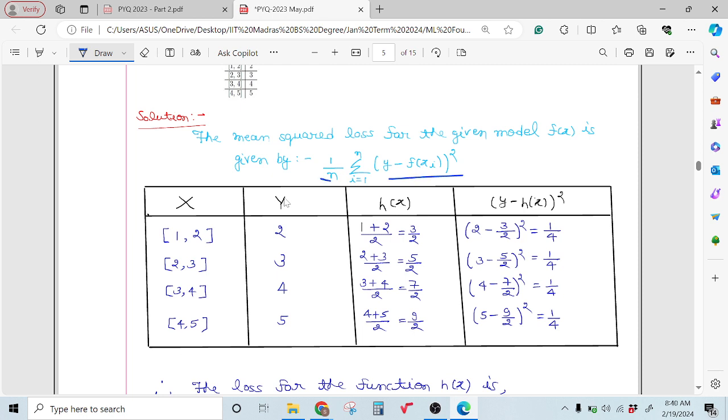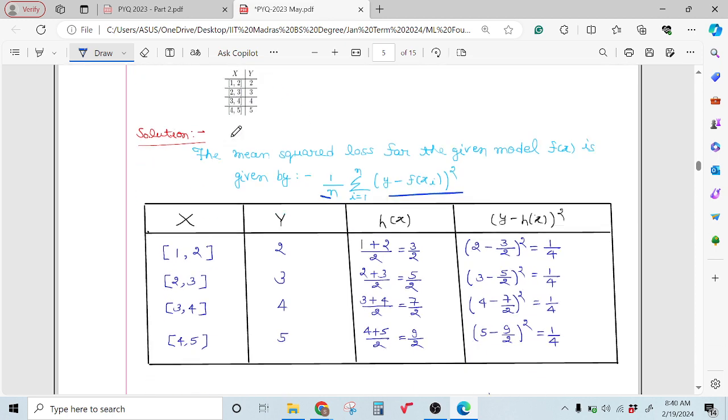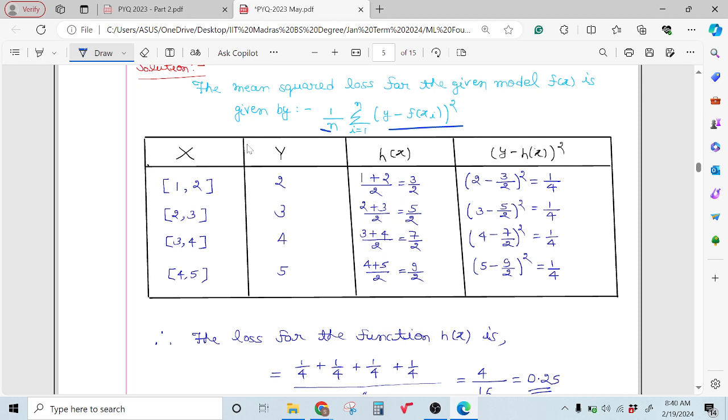So for input 1 comma 2, y is equal to 2; for 2 comma 3, y is 3; for 3 comma 4, the output is 4; and for 4 comma 5, the output is 5. We will calculate the value of the regression model function at these points. The value of h(x) is 3 by 2, and for this 5 by 2, for this 7 by 2, and for this 9 by 2. We will calculate (y minus h(x)) whole squared. Here y is equal to 2 and h(x) is 3 by 2. We will square this and get 1 by 4.